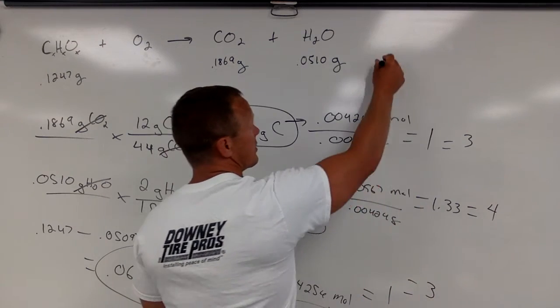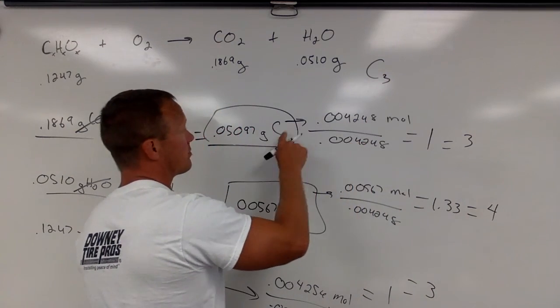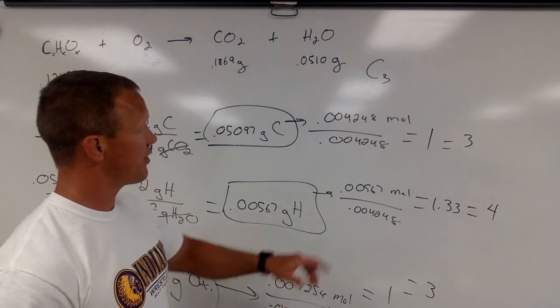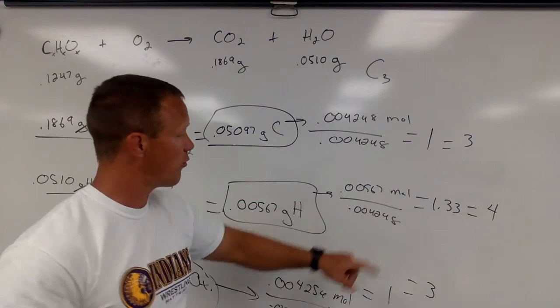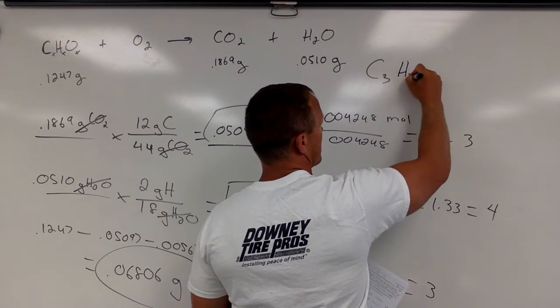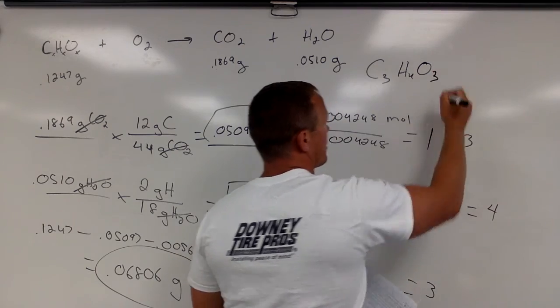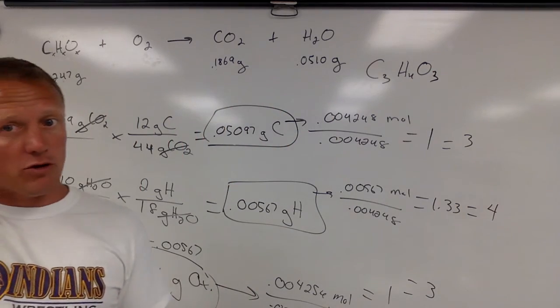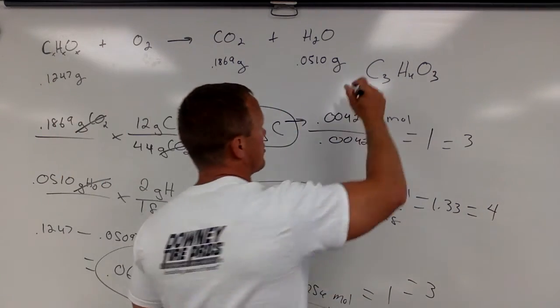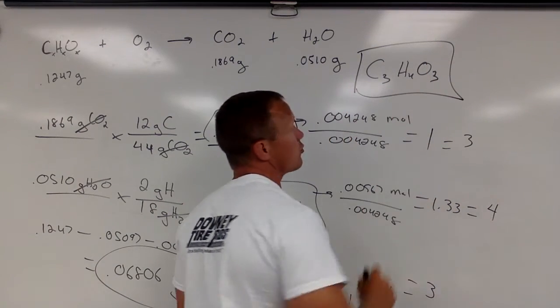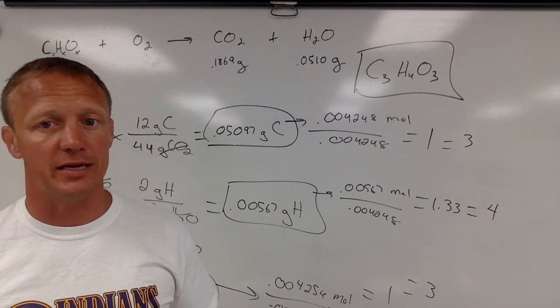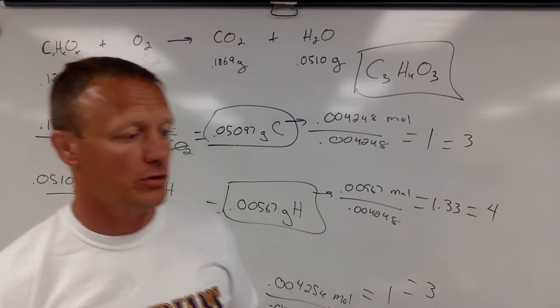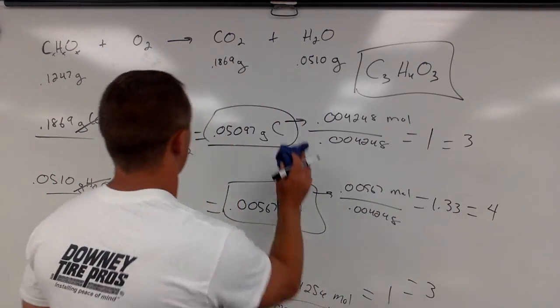So our formula is C3. For every 3 moles of carbon, there's 4 moles of hydrogen and 3 moles of oxygen. Again, that's the empirical, the most reduced form. That is not the actual molecular formula of vitamin C. So let's figure that out.